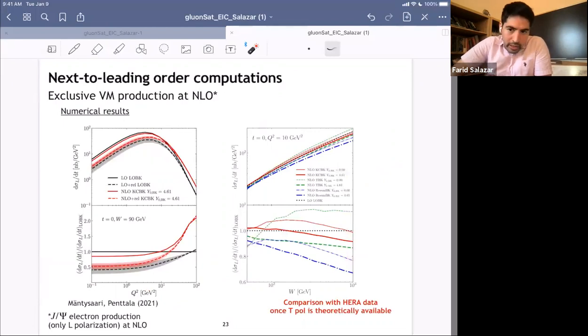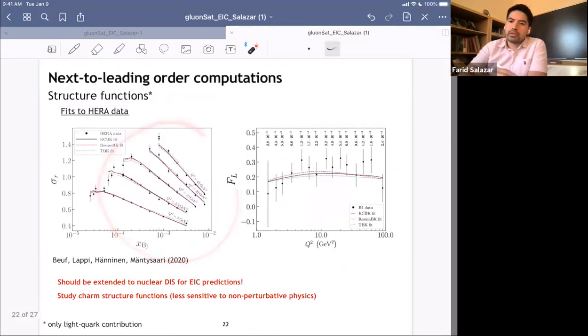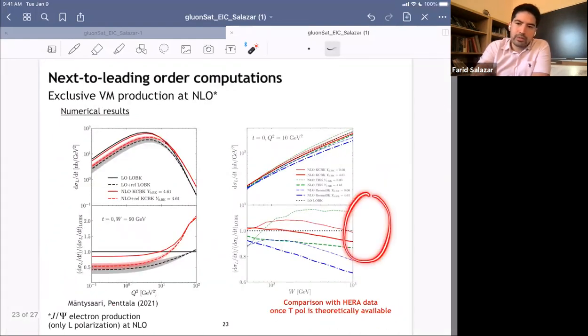I think one should be careful, because here one is really probing light quarks. Only the light quark component of the structure functions has been computed. Here one is sensitive to massive quarks, and that might play a role.